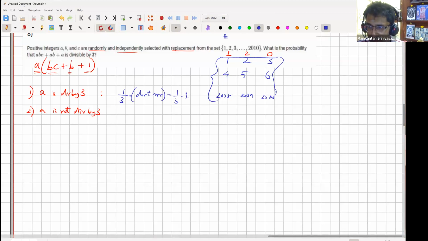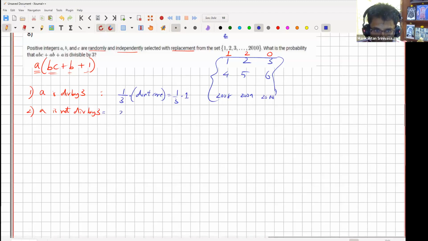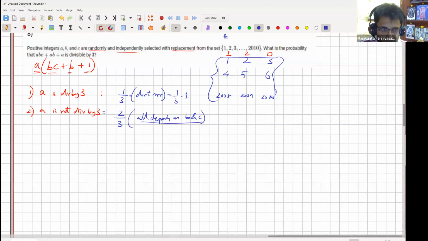Ananya, you with me? And for this part, we are saying it's a 2/3 probability that A is not divisible by 3. Then it all depends on B and C. I will do this problem separately now. So we'll just focus on BC plus B plus 1. And we are asking ourselves, when will this BC plus B plus 1 be divisible by 3? Agreed so far?